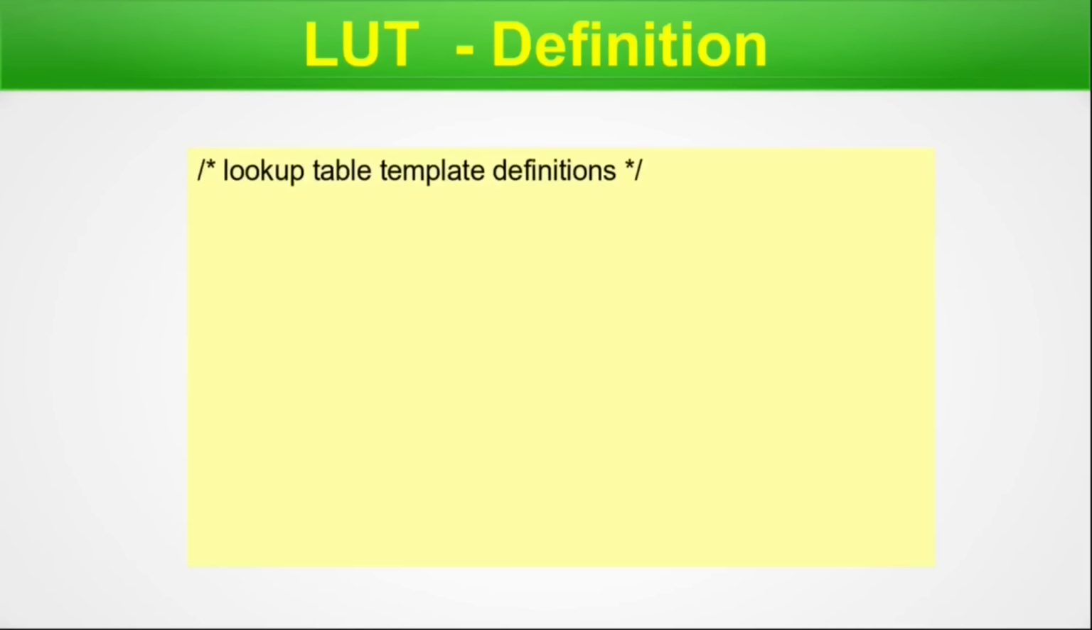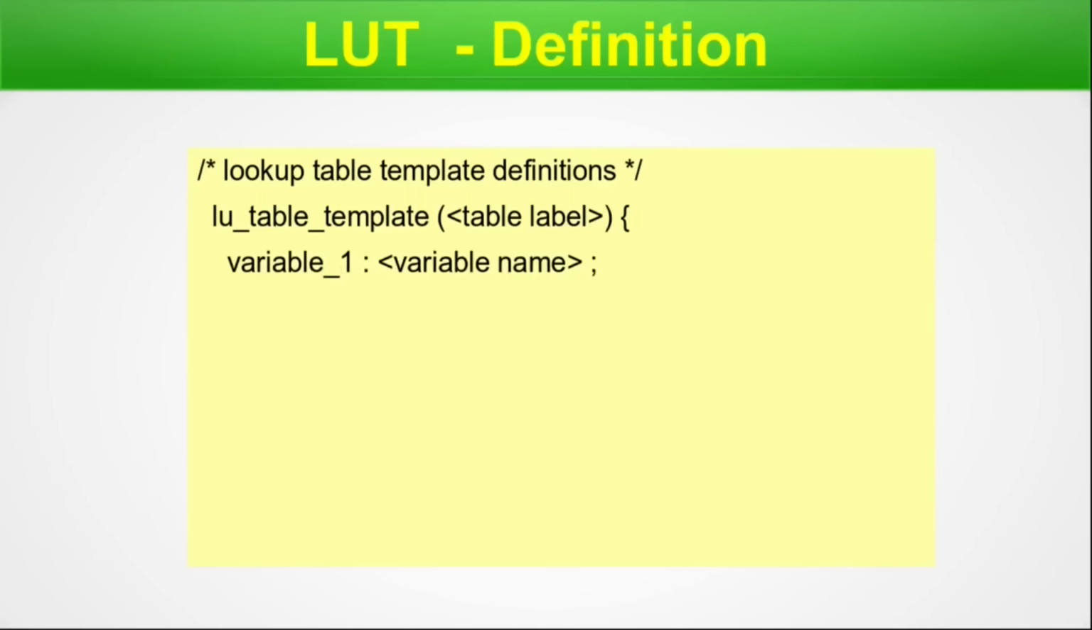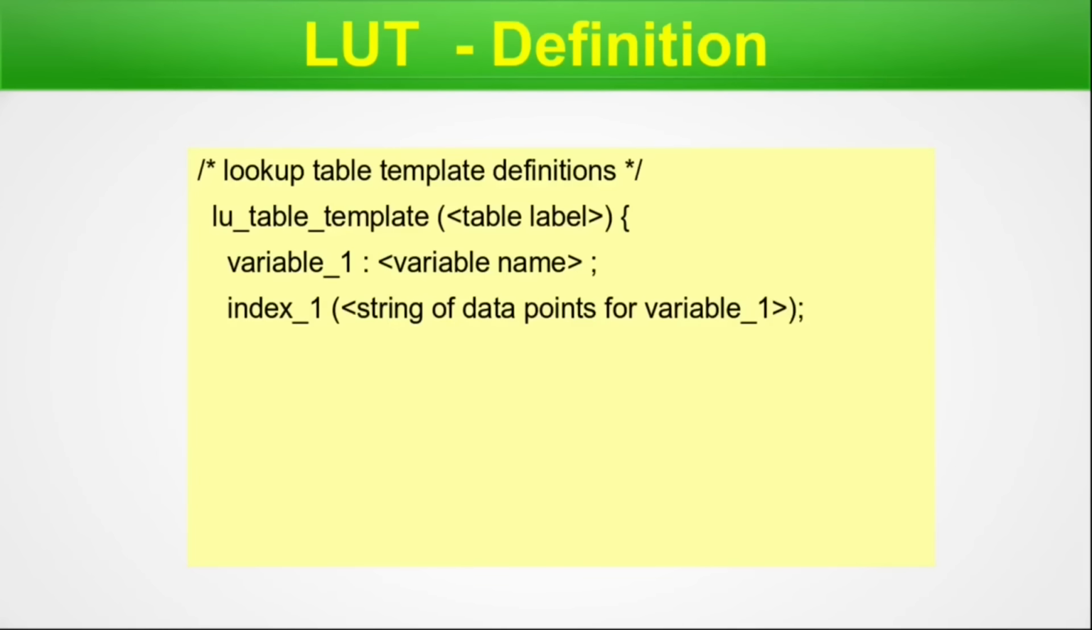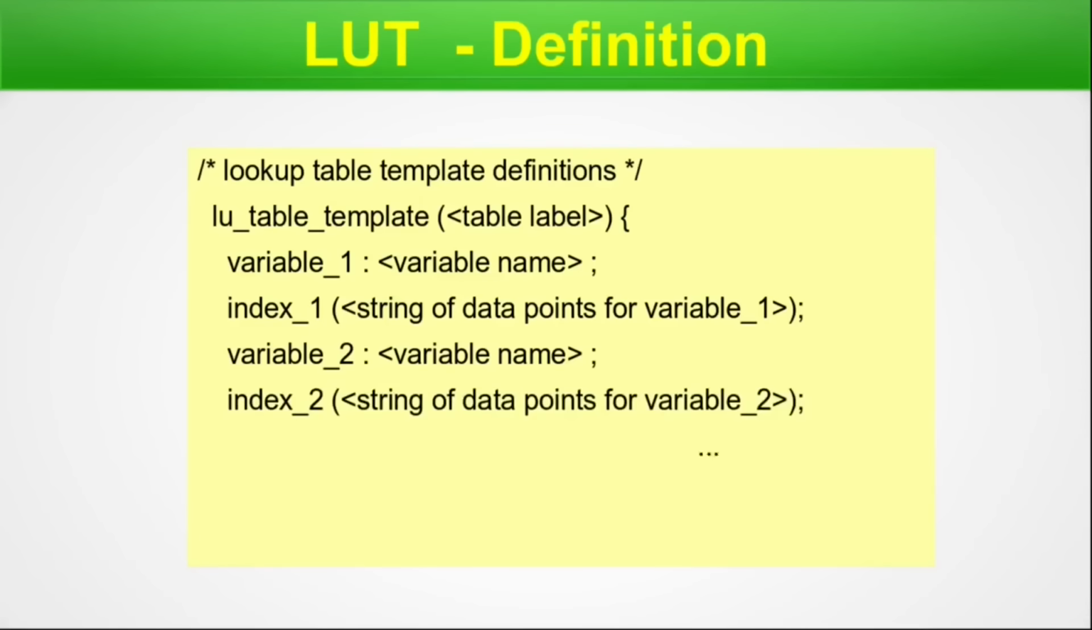Lookup table template definition. This is a comment. lu_table_template and there will be the table label or the name. Variable 1, then the variable name. This will be a text. Index 1, the set of data points for variable 1. So if for this variable I have 5 different values, then there will be 5 values mentioned inside this index 1 values section. Variable 2, the variable name, and similarly it will have index 2 and a set of data points for variable 2. And here we close the lu_table_template.